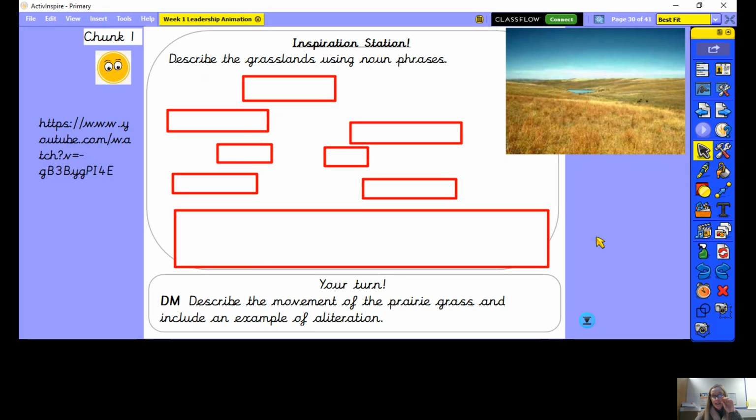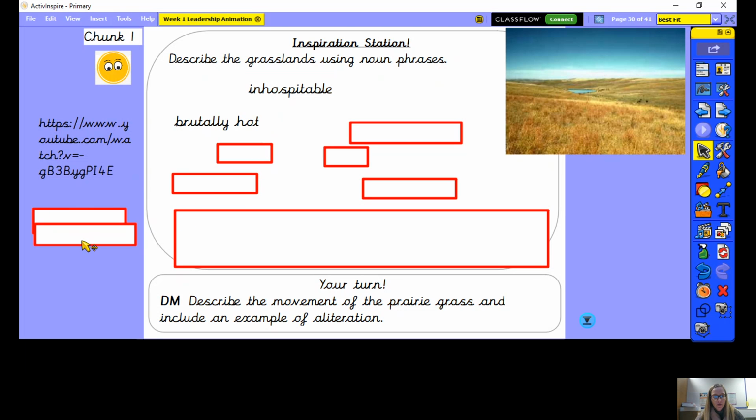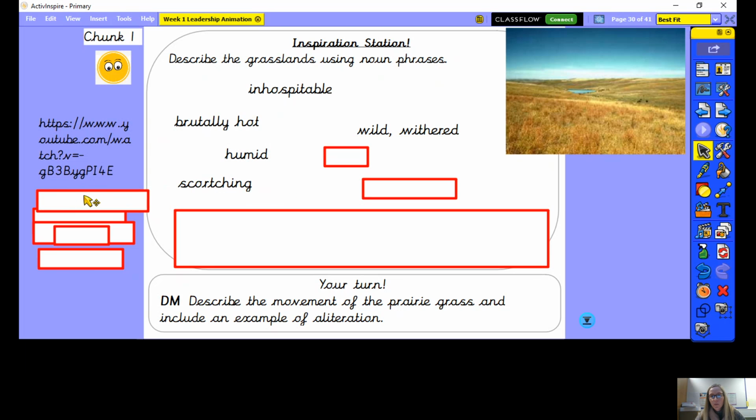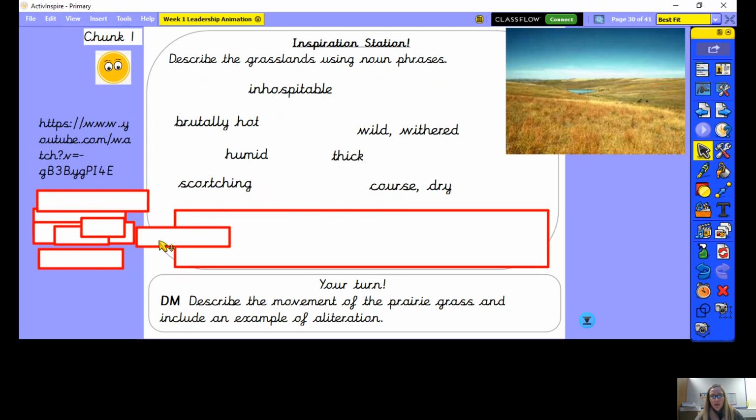Now, normally in our class, this is where we'd be able to read out our noun phrases and magpie ideas from each other. We can't do that today, so here are some of my ideas that I've written down for you. Inhospitable, brutally hot, it's humid, scorching, wild and withered, thick, coarse and dry.